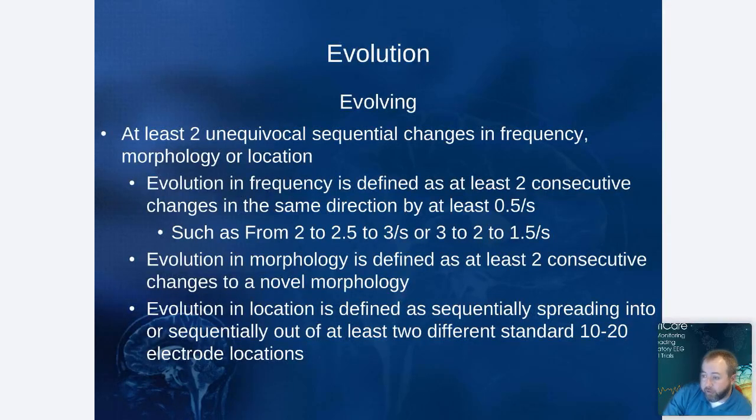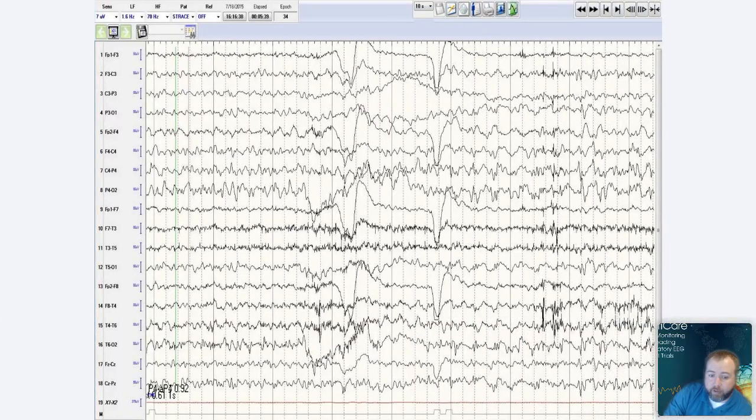Evolution in location is defined as sequentially spreading, or sequentially into or out of, at least two standard electrode locations. So evolving location is quite a bit more common. Here you can see the seizure starting in the right posterior quadrant at the start of the record and quickly spreading over the right side and some onto the left by the end of the epoch.